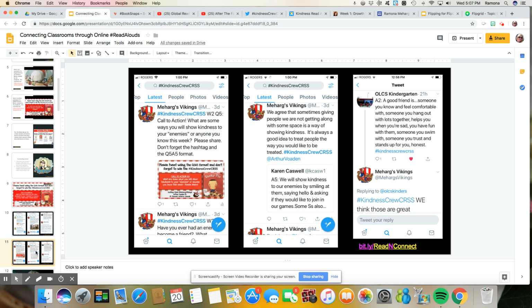So if we go to the next one, then you can see here we are with our slide that we took a picture of and posted out on Twitter. And then here we are. This classroom has responded to question 5. So they put the A5 question there so we know which one they're responding to. And then we respond to them. This is a group, OLCS Kindergarten. I think they are in Indiana, maybe. I'd have to look that one up. But you can see that they are responding to our question, what makes a good friend. And so the students are tweeting through the classroom account that a good friend is someone you know and feel comfortable with. And then we responded to that as well.